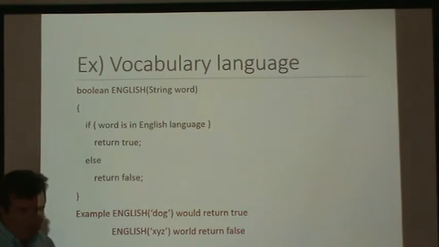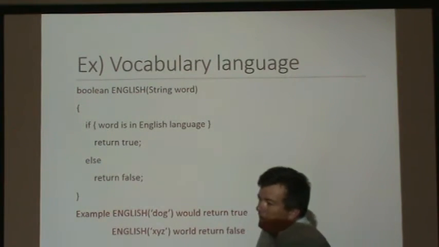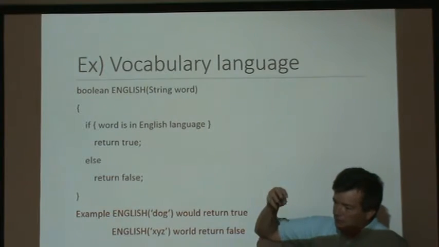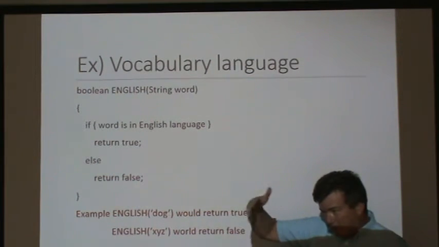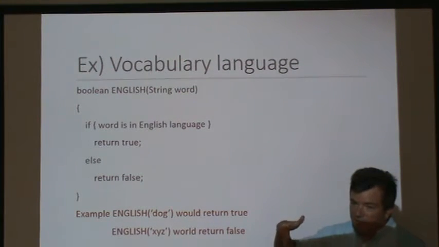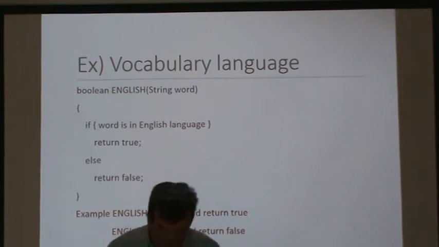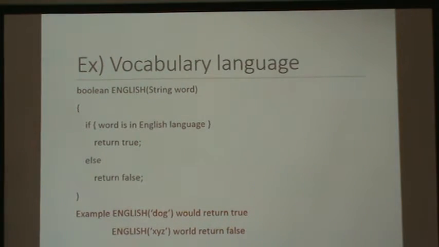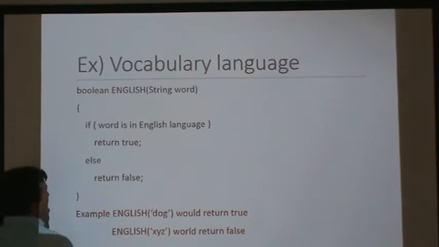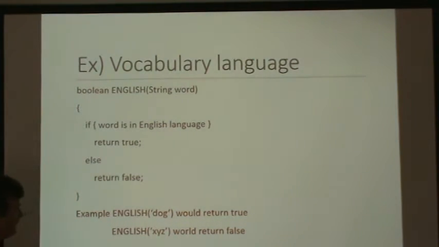A vocabulary language is where we have a set of letters, the 26 letters of the alphabet, and then there are rules about putting the letters in a certain order. There's no limit on what the size of the words can be. And then we're going to decide if this is a word that is within the language or not within the language. So, for example, we might have a function called English. I wrote this out as pseudo Java code. You pass in a word, and we're going to make a computation and decide, is this a word in English, and we're going to answer true or false.